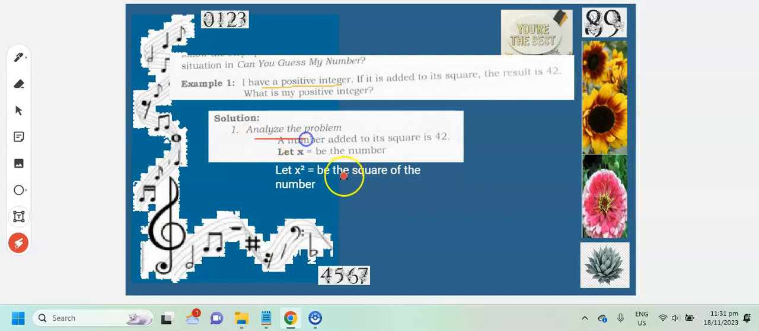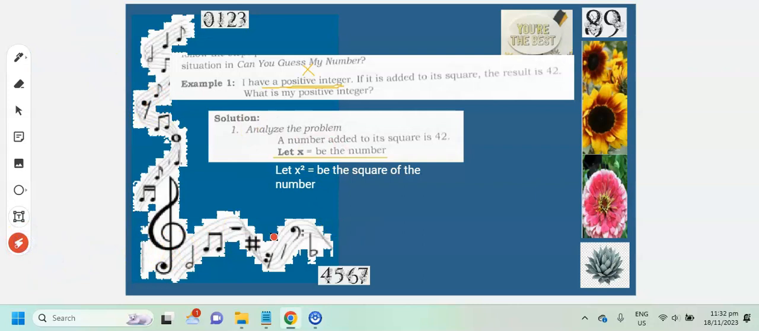So, sa atong given, the step 1 nga analyze the problem, mag-representation ta. So, we say and write, let x be the number. Again, for the given, atong i-represent ang unknown with the variable x or the letter x. So, we say and write, let x be the number.